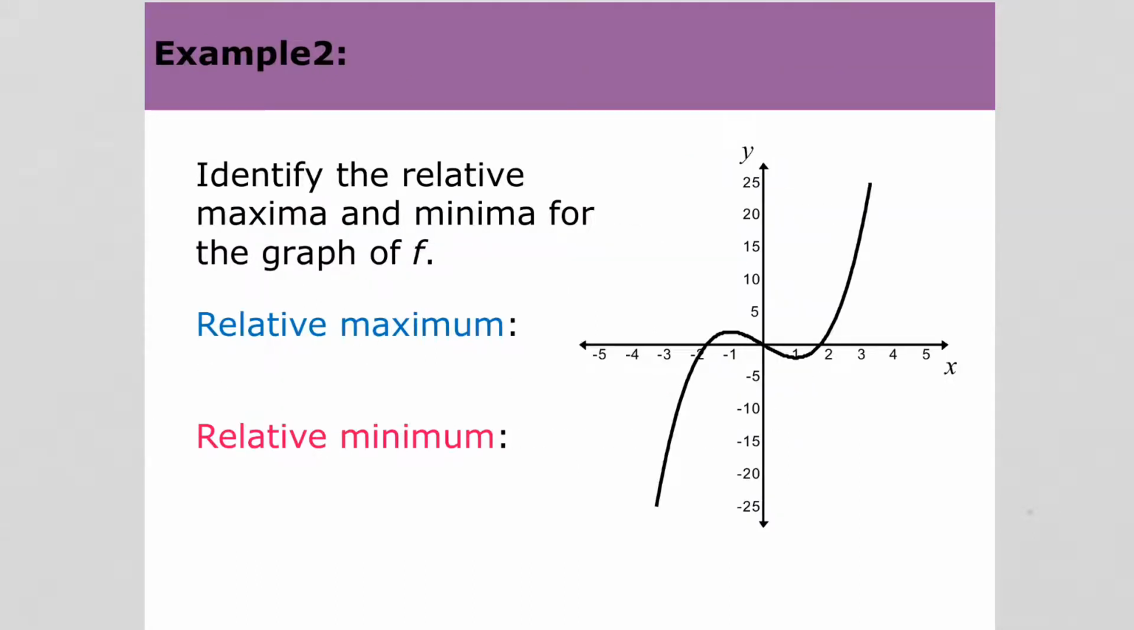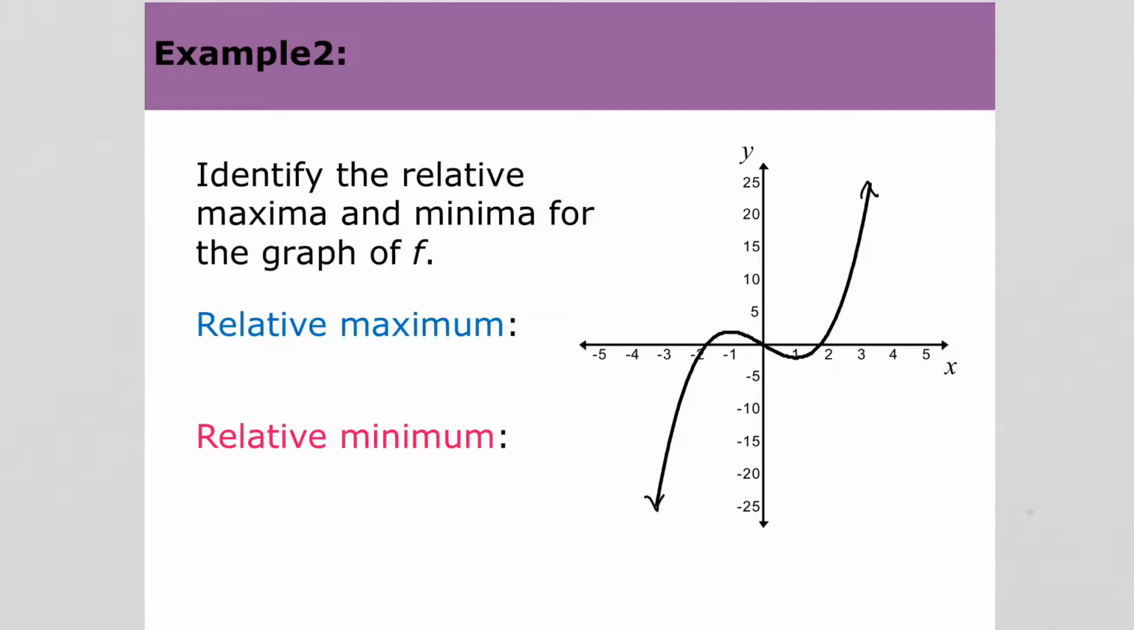So if we look at this picture, again, assume that there's arrows there, then there's not a maximum because it keeps going forever. There's not a minimum because it keeps going down forever. But there are a relative maximum and a relative minimum.